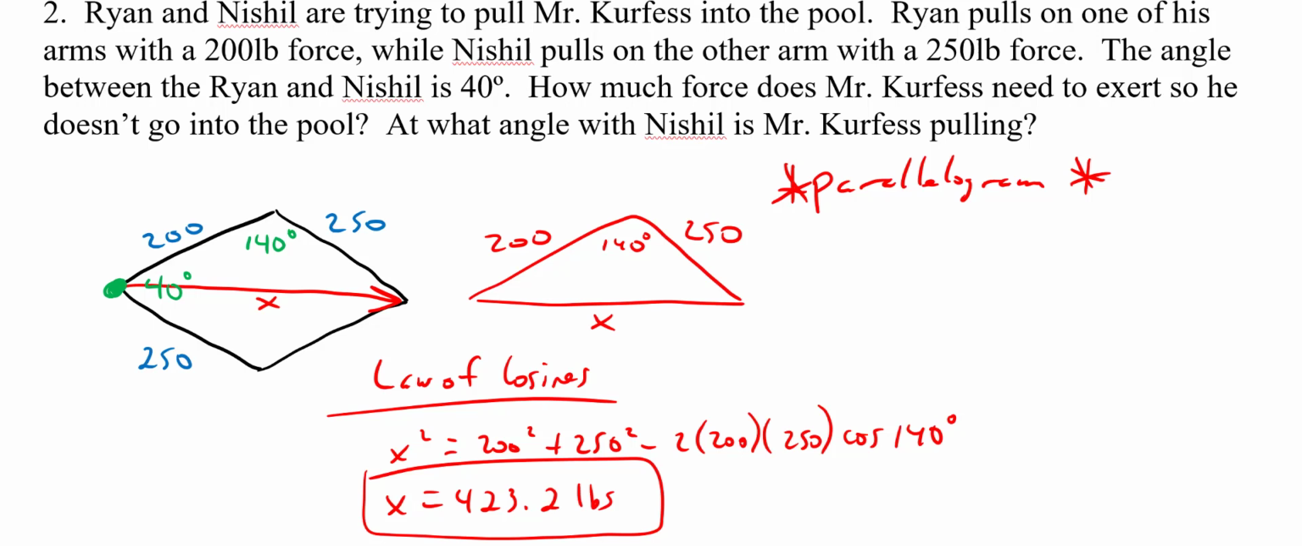And if it's a pretty close angle, it's 40 degrees between them. So most of that force that they're pulling, I'm going to have to pull back. That's why it's not too much less than 423, right? It's certainly less than 450, but it's still a great amount that I have to pull against them. So I got to pull 423.2 pounds in order not to go into the pool. That's brutal. Okay. All right.